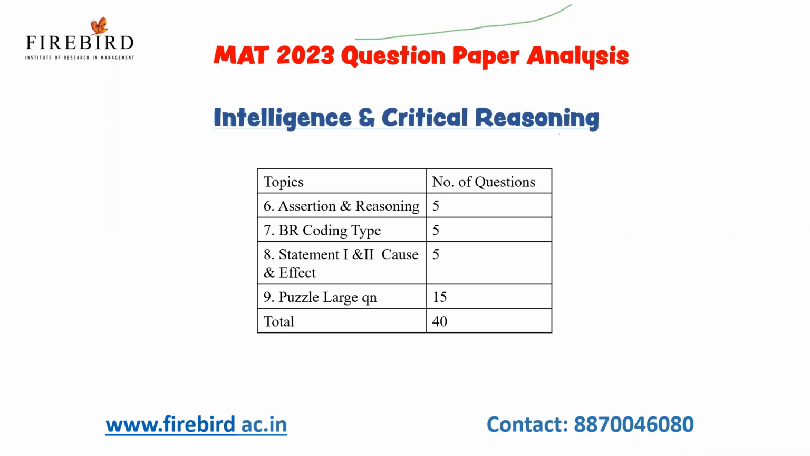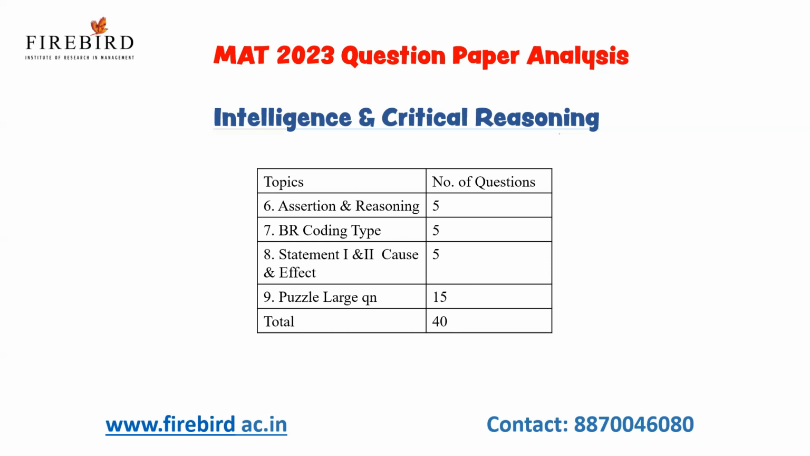so I'll repeat the topics: definitely blood relation, coding-decoding, distance and direction, and then calendars and clocks. Okay, so go through those topics, and after that, if you have time, you can go with the other questions. Okay, this is the strategy you have to follow in intelligence and critical reasoning.